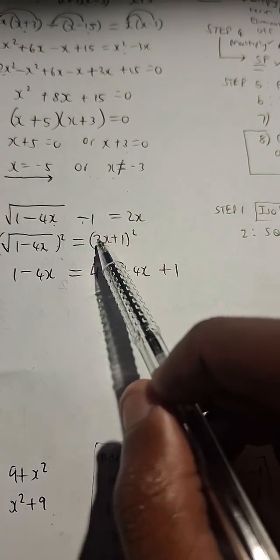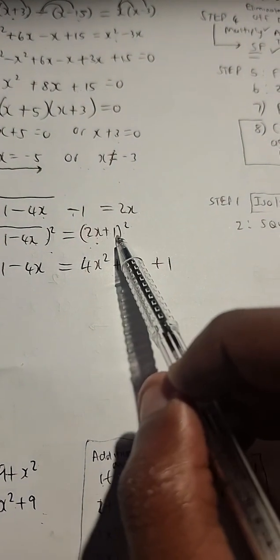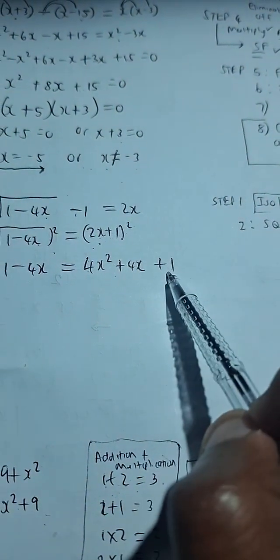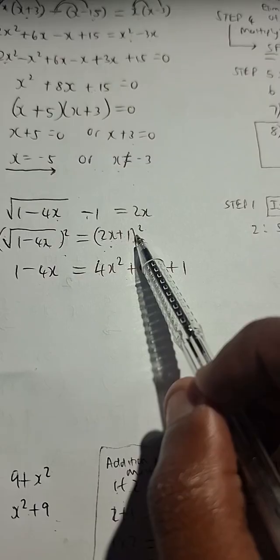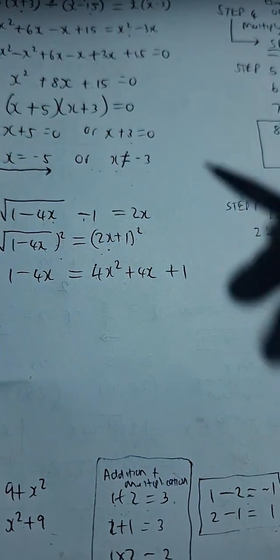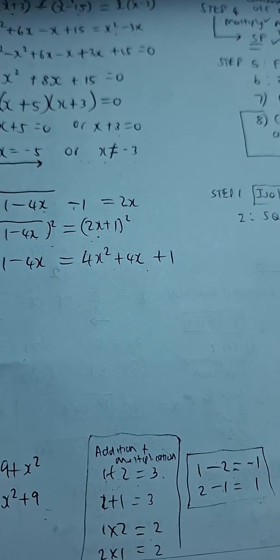Listen to me. We square the first term, it's 4x squared. You square the last term, positive 1. Then you multiply 2x and 1, which gives you 2x, and then you times that by 2. That gives you 4x for your middle term. Do you see how quick that is?